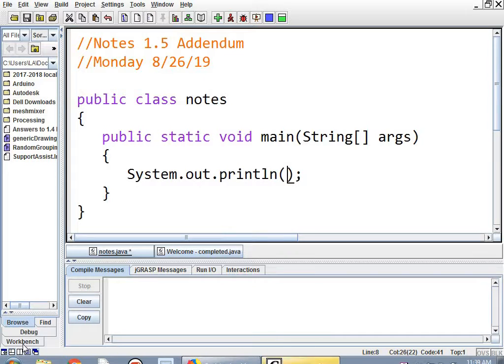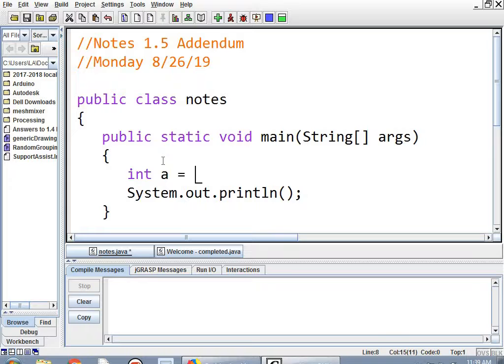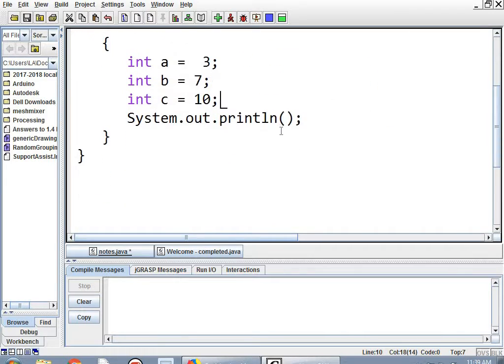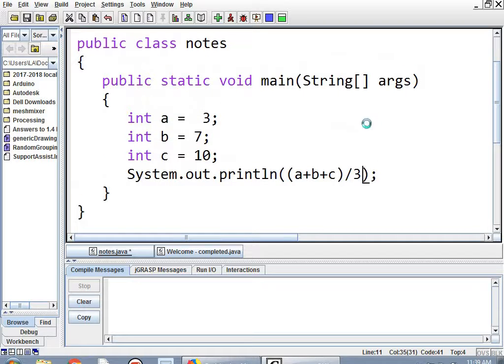So I forgot to show you how to properly use the double or a 1.0 times. I know I gave you some examples in terms of casting. So let's say right here, if I had int a equals 3, int b equals 7, int c equals 10. If we wanted to do the average of this, you could do a plus b plus c divided by 3. Now, there's going to be something not quite right about that.